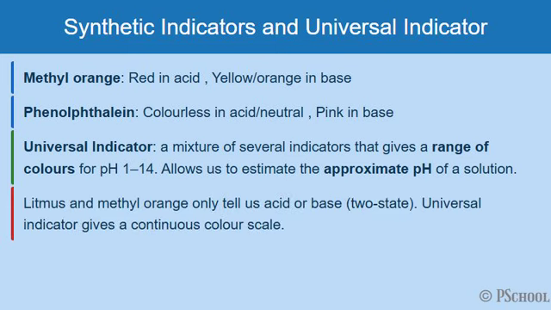Litmus and methyl orange only tell us acid or base, 2 states. Universal indicator gives a continuous color scale from red through green to violet.